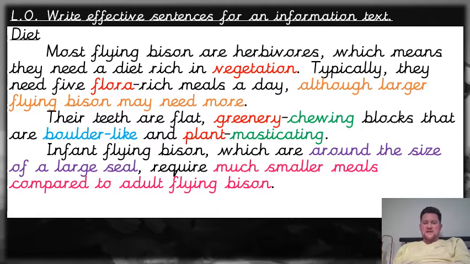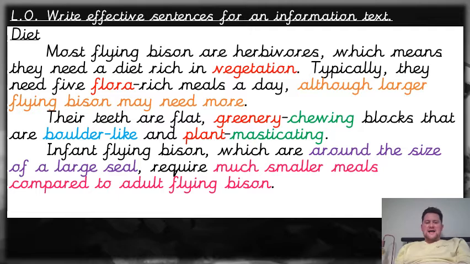Their teeth are flat, greenery-chewing blocks. So there, I've got greenery, which means plants, chewing, hyphenated words, that are boulder-like, a hyphenated simile, and plant-masticating. So plant-masticating means chewing up. So again, I've made just a hyphenated word.